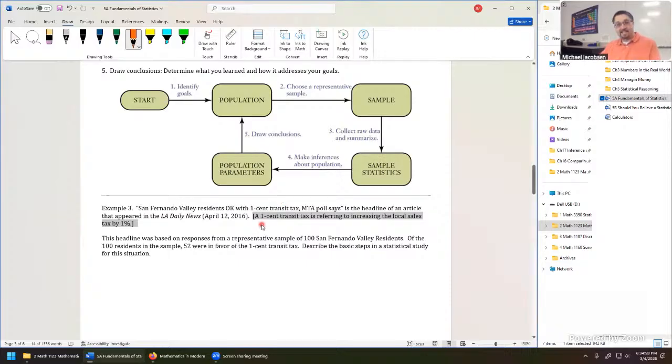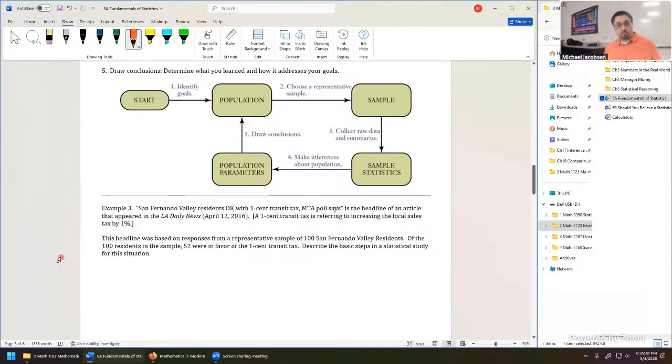So I only just learned this right here. That's one thing that's tricky about context, is you can read it one time or dozens of times and still miss something. A 1 cent transit tax is referring to increasing the local sales tax by 1%. And that could be a lot, right? If sales tax in Idaho is already 6%, going up to 7% is something I think a lot of people would probably feel and not be happy with. So it was a shocking title that the San Fernando Valley residents are okay with the 1 cent transit tax, or 1% sales tax is what it's really saying.